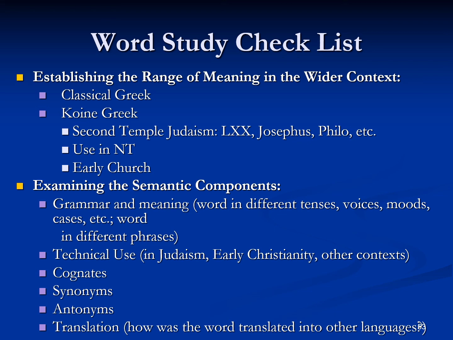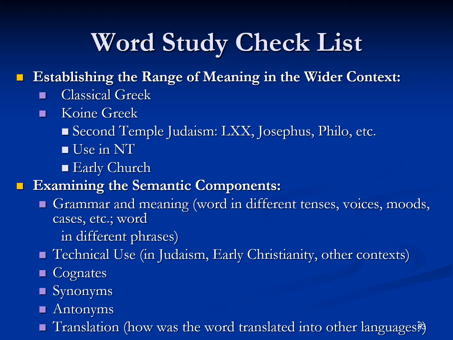Well then, as we come to an end of this discussion of word studies, let's just have a checklist of things to look for. Establish the range of meaning in the wider context by looking at Greek in its different eras: classical Greek, Koine Greek, Second Temple Judaism, the use in the New Testament, use in the early church. Examine the semantic components, look at the grammar, look at the technical use in certain writings like Judaism, early Christianity, or other contexts. Look at cognates, synonyms, antonyms.